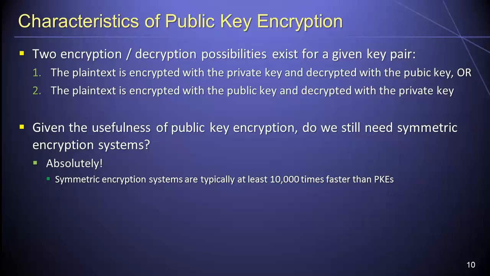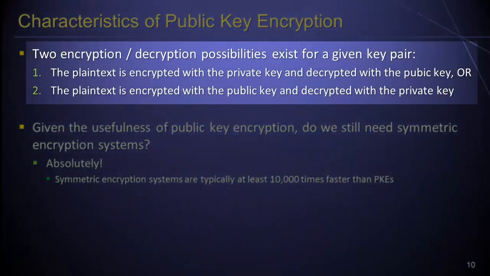In a public key crypto system, there are two encryption/decryption possibilities that exist for each matching pair of public and private keys. First, a plain text message can be encrypted using the private key and then decrypted using the public key. Alternatively, a plain text message can be encrypted using the public key and then decrypted using the private key. This means that a message that has been encrypted using the public key cannot be decrypted using the public key, just as a message that has been encrypted using the private key cannot be decrypted using the private key.